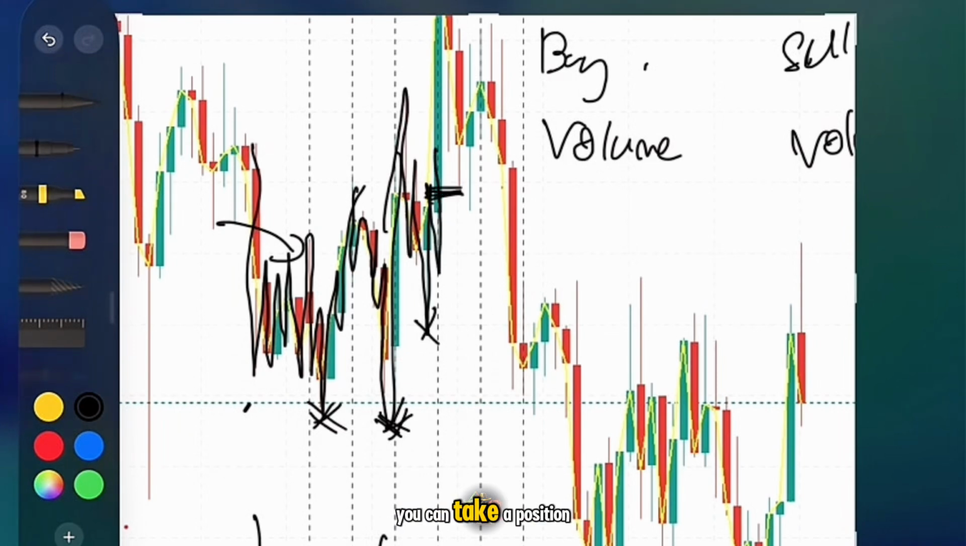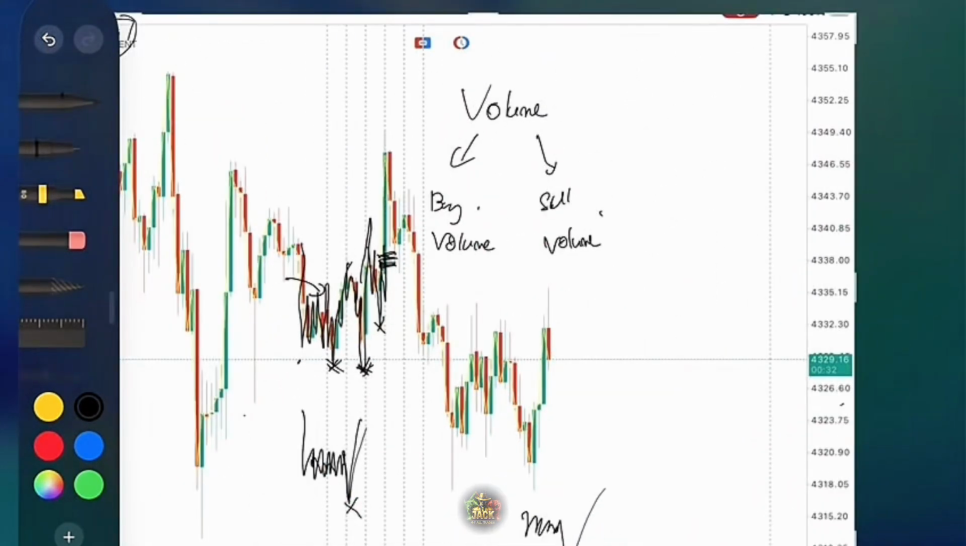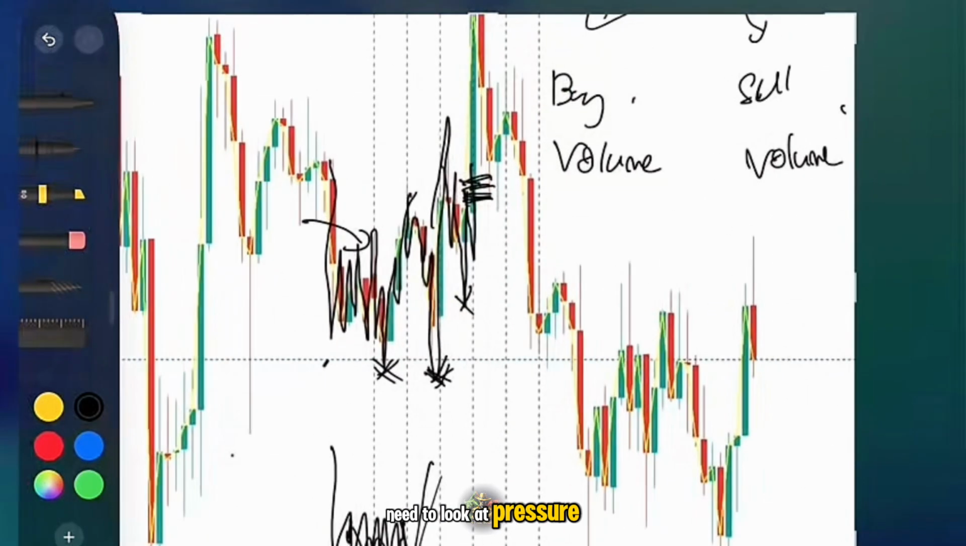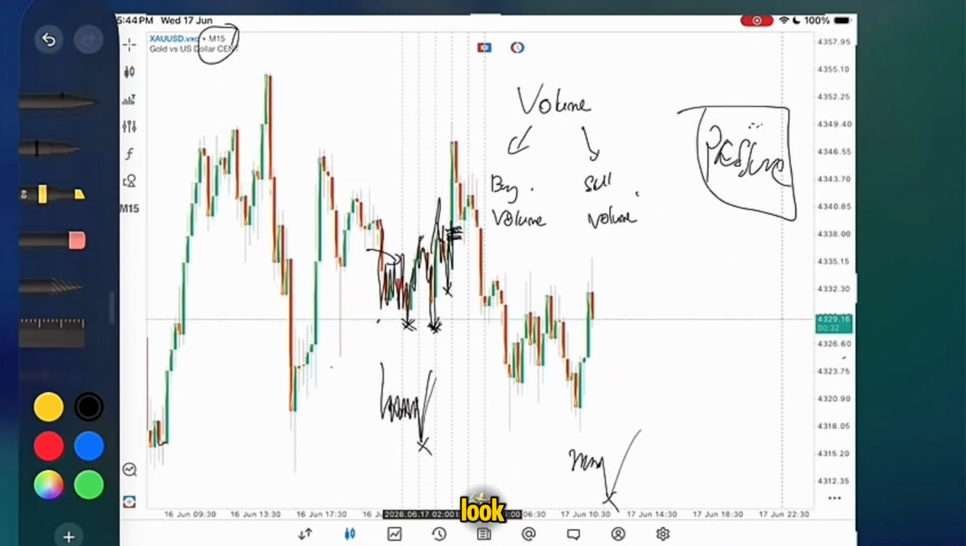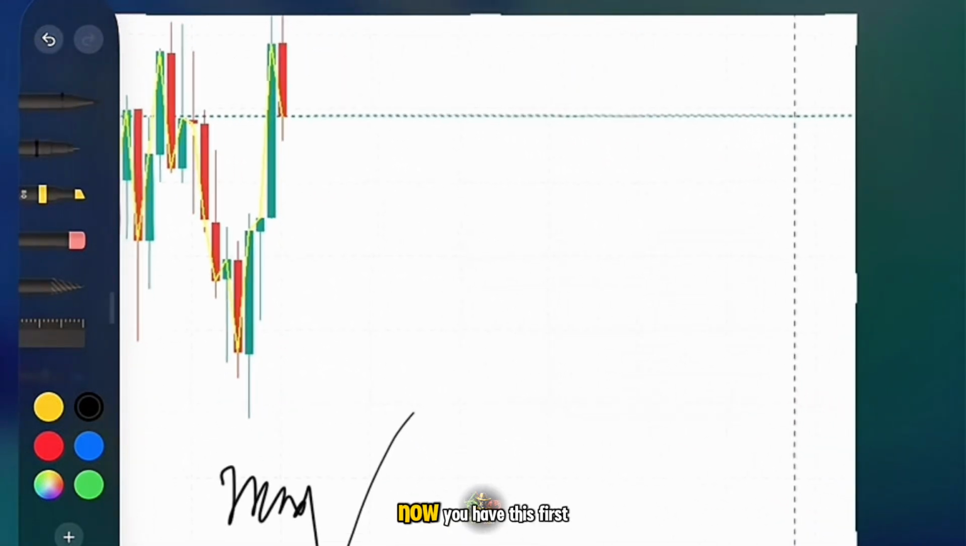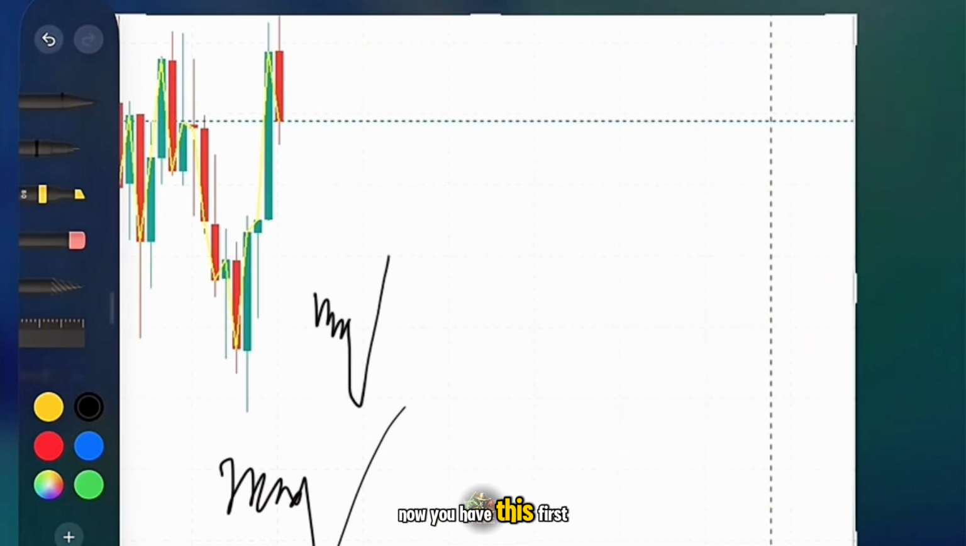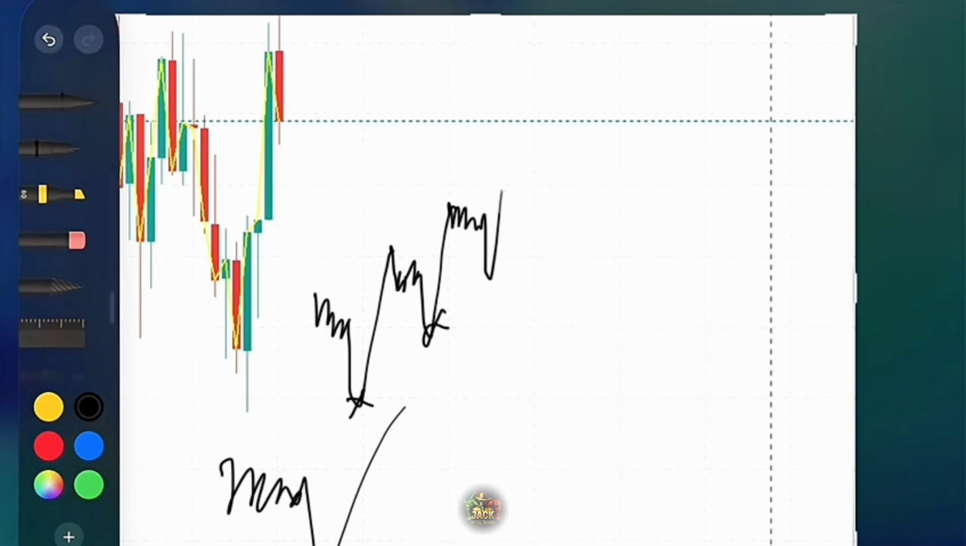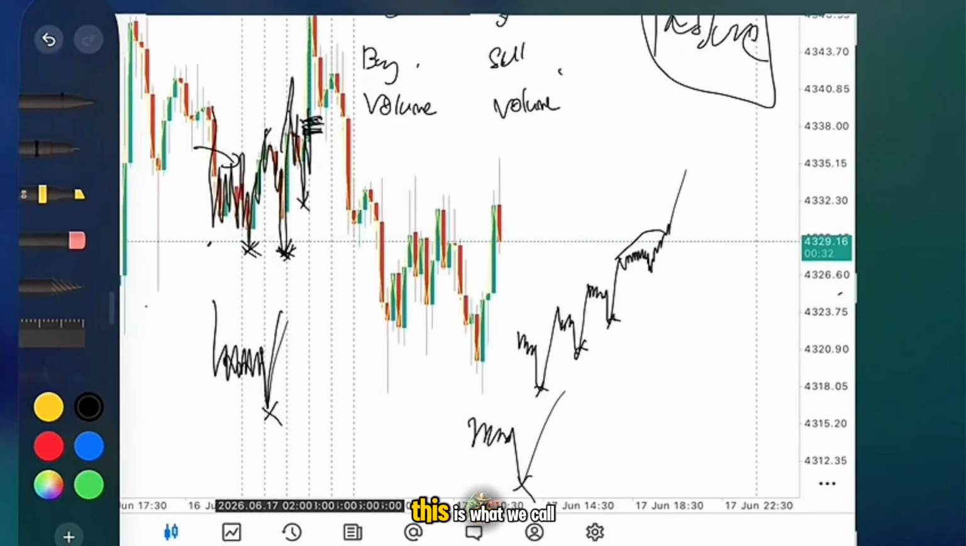You can take a position here. Either you search for pressure. How do you entry? You need to look at pressure. Now, how does a pressure look? This is a complete SOP and how a pressure will look. Okay? Now, you have this. First volume, second volume, third volume, and then you have a pressure. This is what we call as pressure.